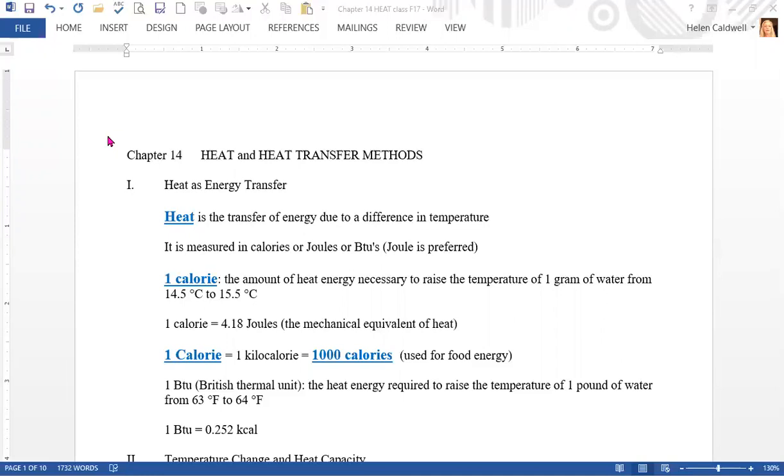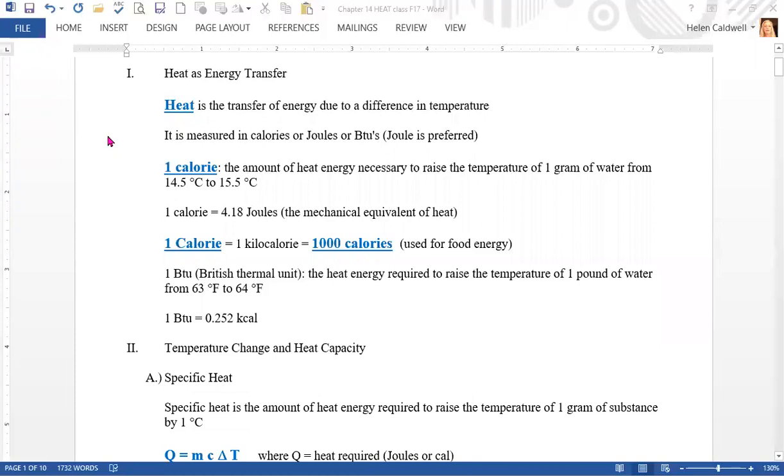All right, and the BTU stands for British Thermal Unit, and that's the British system unit for measuring heat. And you can see it's defined in terms of a pound of water and a change in a degree Fahrenheit. And you can convert BTUs to kilocalories.